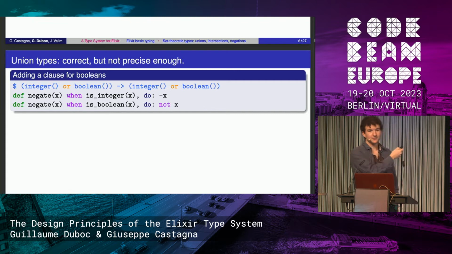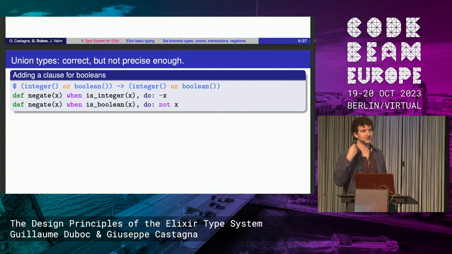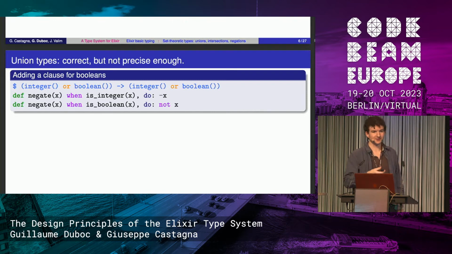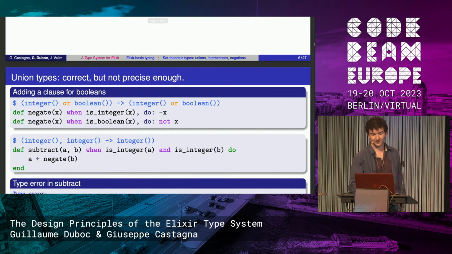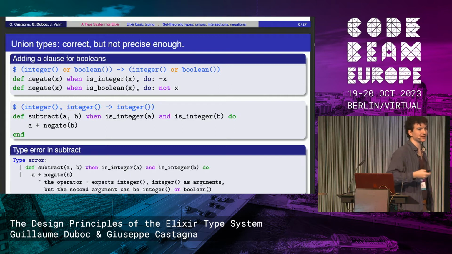And this keyword or here is a union type, and it is meant to be understood in its most intuitive meaning, that is, a value of type T1 or T2 is something that has either type. The issue, though, is now that subtract doesn't type check anymore. You get a type error, because the plus operator is used with something that may potentially be a boolean, which is unfortunate, because if you look at this program, you know that, in fact, negate is going to be given an integer, and this function actually returns integers when given integers.